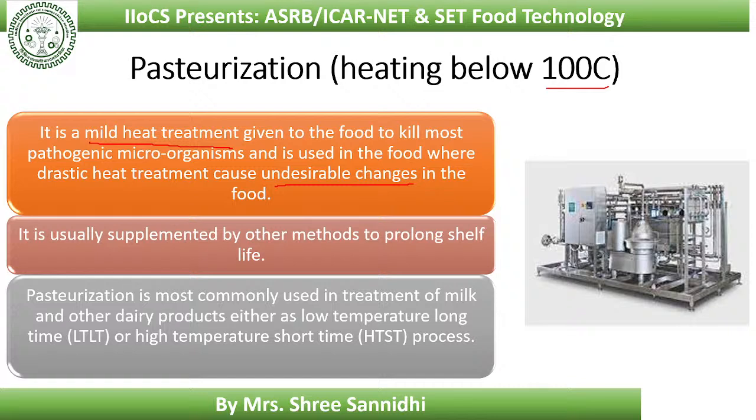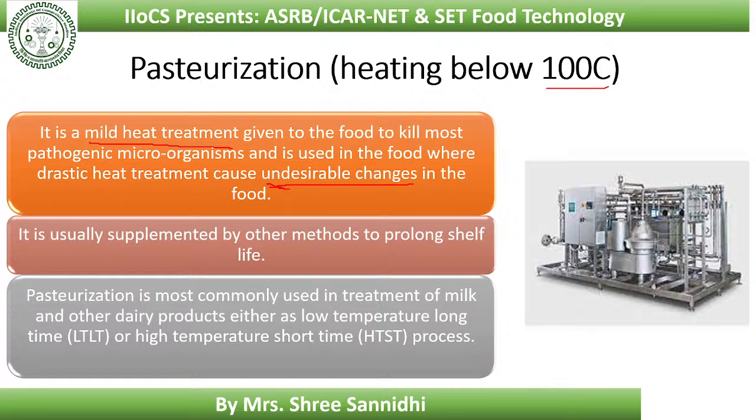For example, if you take milk, if you heat milk above 100 degrees Celsius, it will cause the browning of the milk. So that is not desirable in milk. The caramelization of sugars in the milk can occur above around 80 degrees Celsius. That's why it is not desirable. So pasteurization is a suitable method for treating milk.